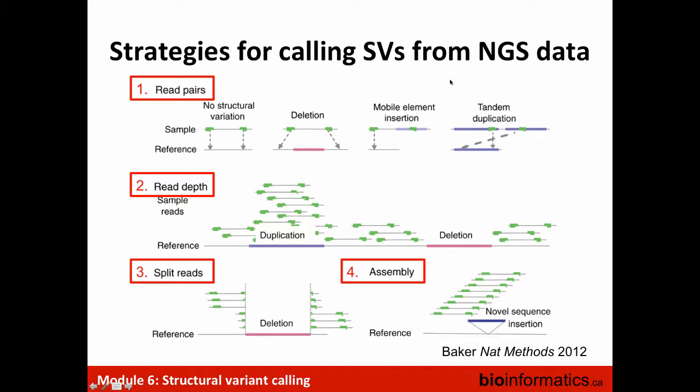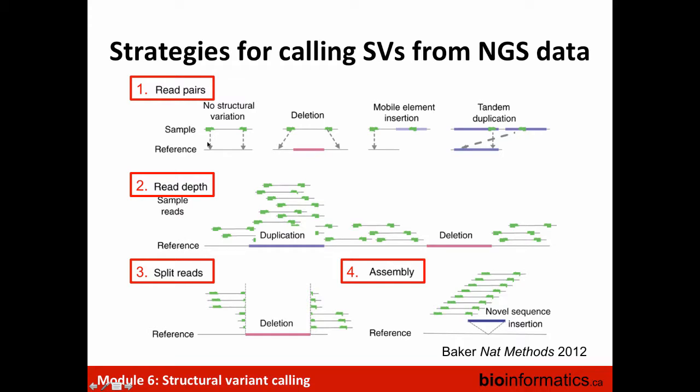So how do we use the next generation sequencing read information to call SVs? There are basically four broad strategies to use this. One is to use the read pair information.